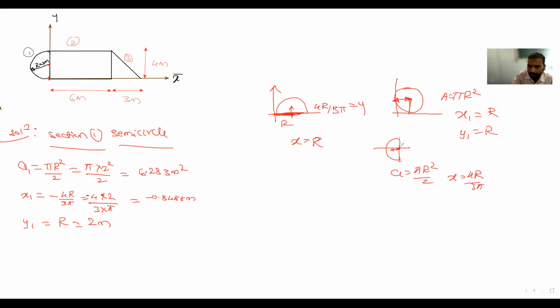Okay, then y bar you have to calculate. So total is how much? 2r by 2, that is equal to r. That's what I have taken. x1 is equal to minus 4r/3 pi and y1 is equal to r. Is it clear, everyone? Yes, confusion hota hai sir. Okay.